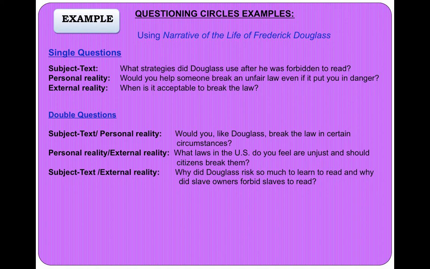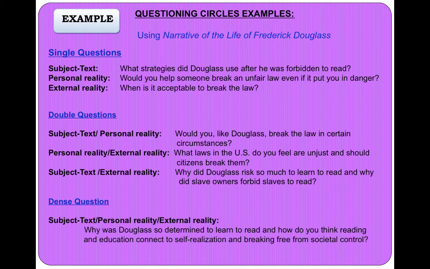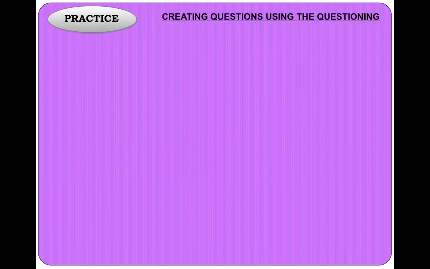Subject text, external reality: Why did Douglass risk so much to learn to read, and why did slave owners forbid slaves to read? Dense question: subject text, personal reality, external reality. Why was Douglass so determined to learn to read, and how do you think reading and education connect to self-realization and breaking free from societal control?